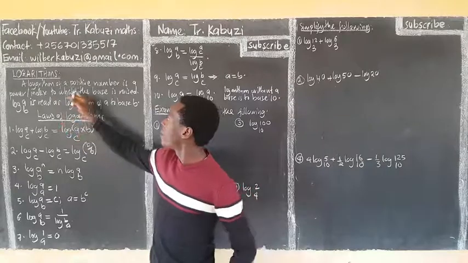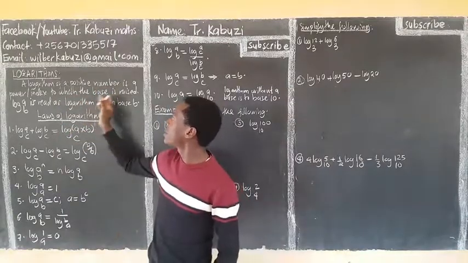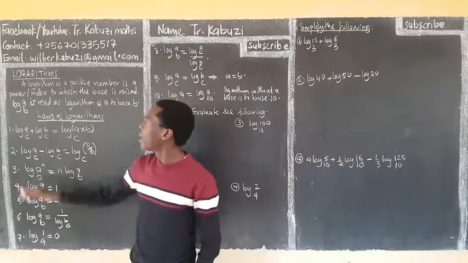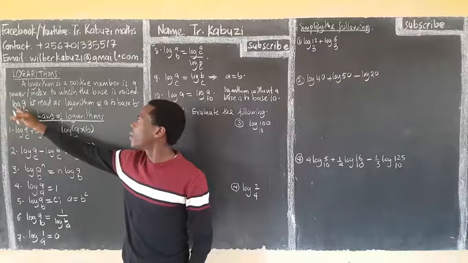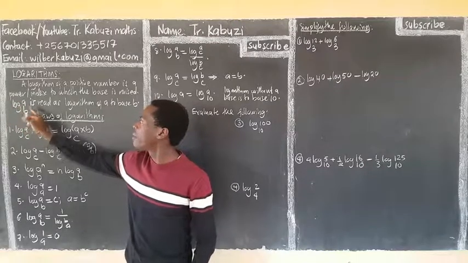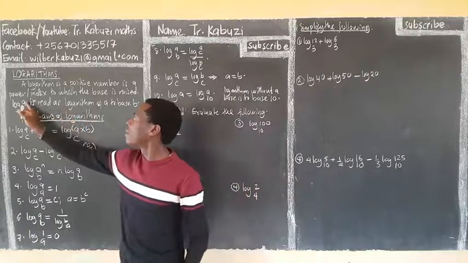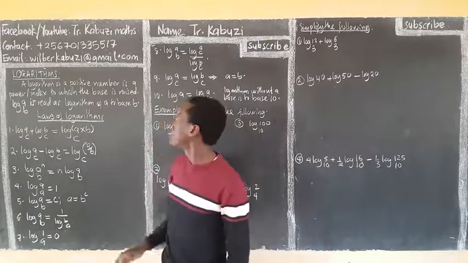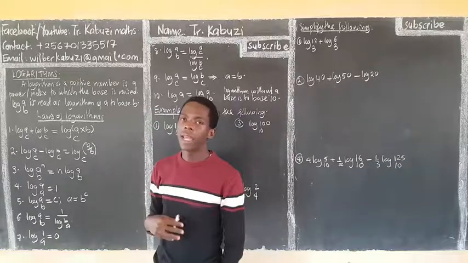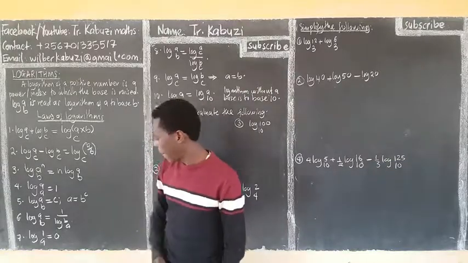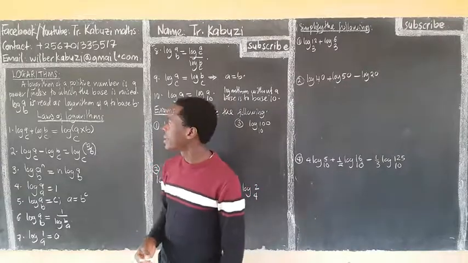Okay, a logarithm of a positive number is a power or index to which the base is raised, as simple as that. How do we read these logarithms? If I have log with a there and b there, it's read as logarithm of a to base b. We read it as logarithm of a to base b. Now let us see the laws of logarithms, or some people call them properties.